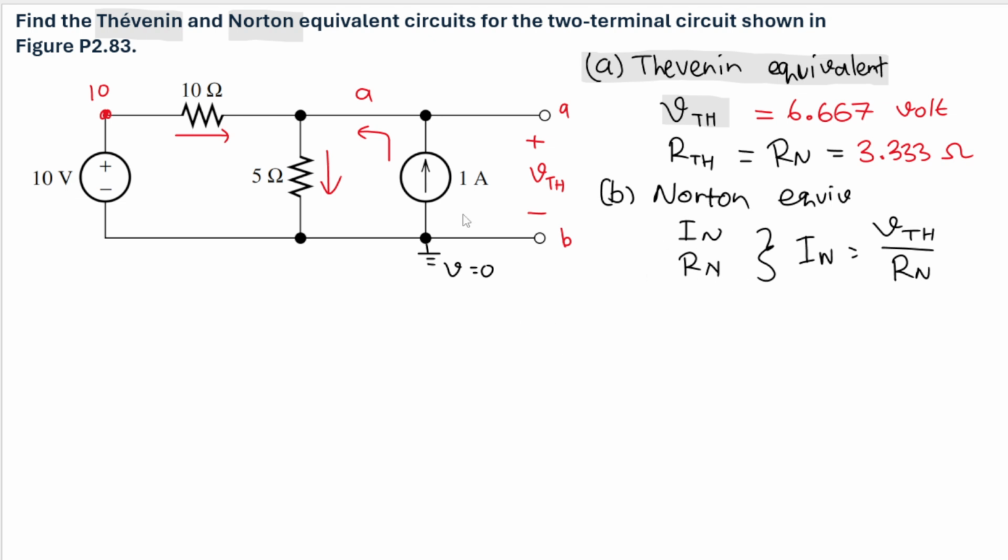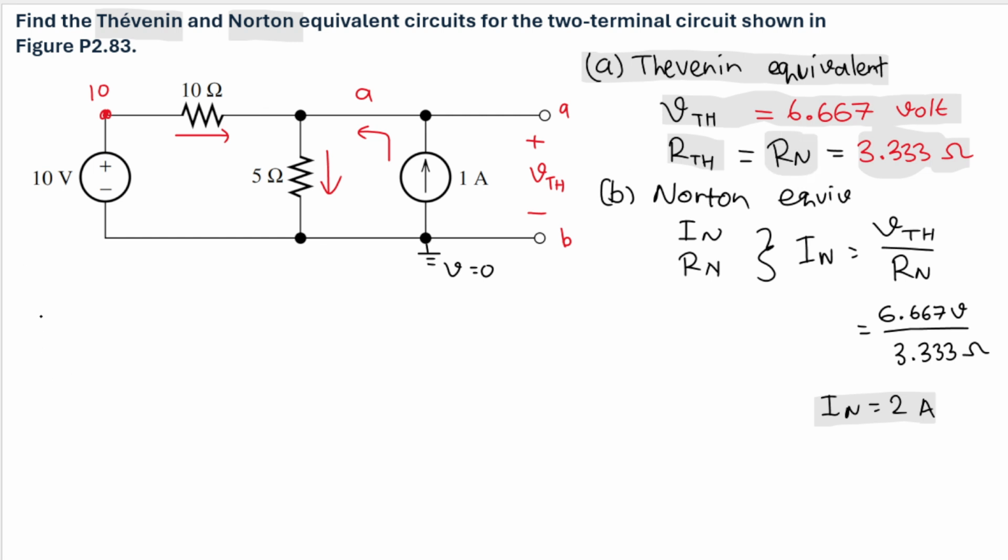Okay, now let's calculate our IN. Remember that IN is just VTH divided by Rn, so we will have 6.667 volt divided by 3.333, and the unit here will be ohm, and I think IN is 2 ampere, right? Because this is just 2. Good. And so we have all the important values. We have VTH here and RTH to calculate the Thevenin equivalent circuit. And then we also have the Norton current and Norton resistance.